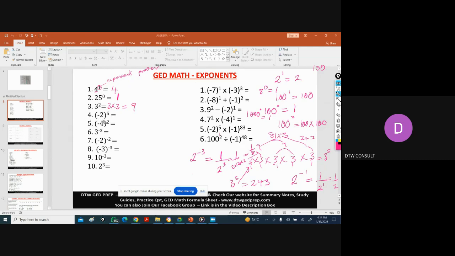All right. Now look at this. Negative 2 raised to the power 5. Who can do that? Negative 2 times negative 2, 5 times? Yes. So you're going to multiply this 5 times. Good job. So when you multiply, what will be the answer?